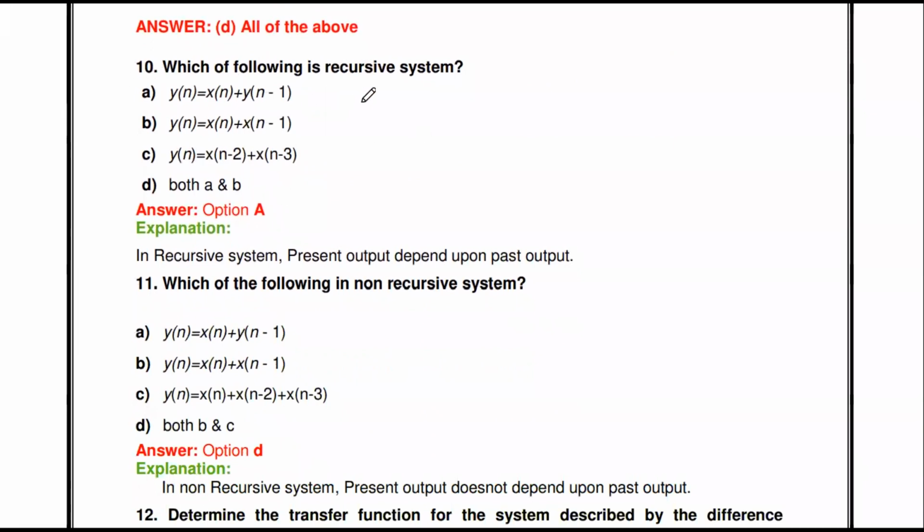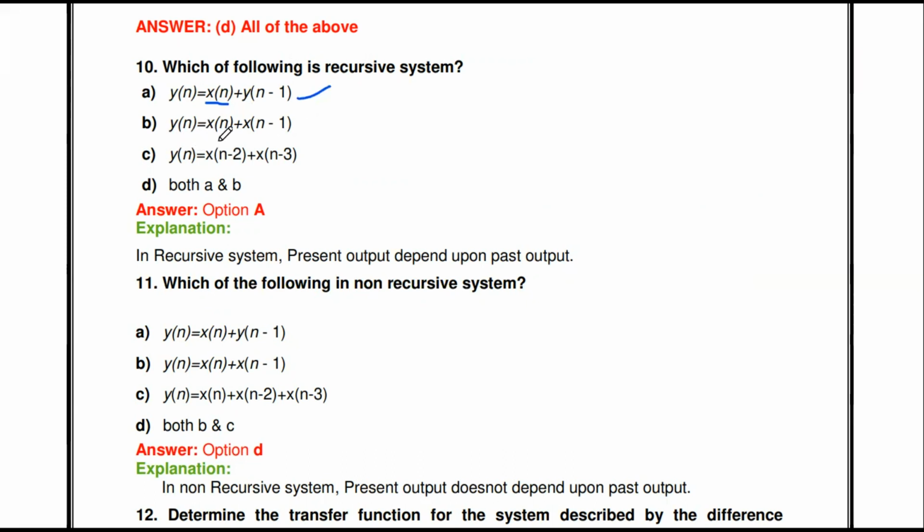Then the next one: which of the following is a recursive system? In the problem, the system equations are given, and we need to say which one is a recursive system. Already, a recursive system means the present output y of n depends upon past output, past input, and present input. So you see the first equation: y of n, the present output, depends upon x of n, the present input, and y of n minus 1, the previous output. So it is a recursive system.